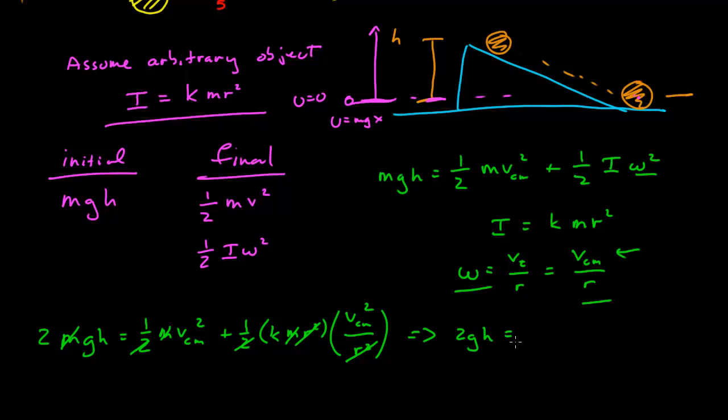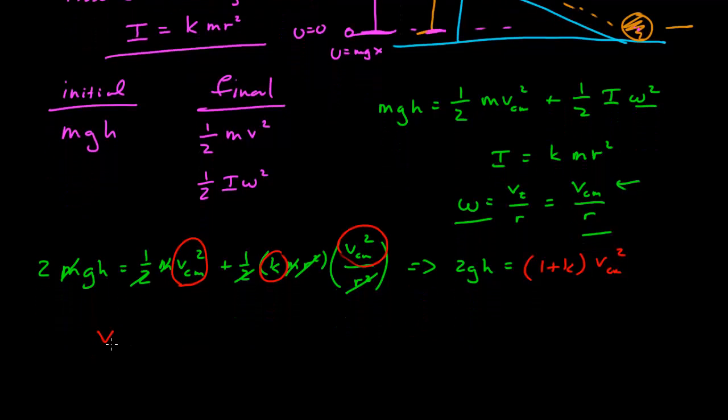2gh is equal to, I just have a 1 here, and the only terms left here are k and the velocity of the center of mass, so I can pull out the velocity of the center of mass squared, and I get 2gh is equal to 1 plus k times the velocity of the center of mass squared. So the velocity of the center of mass is equal to the square root of 2gh over 1 plus k. Okay, and so this answers our question.